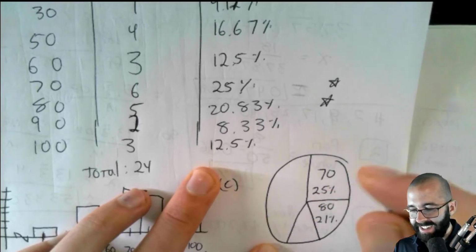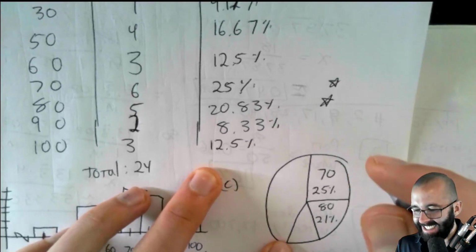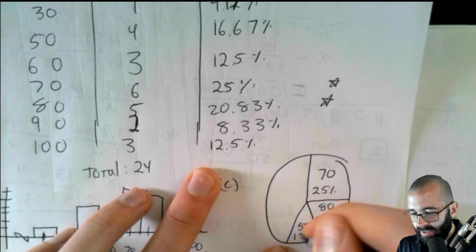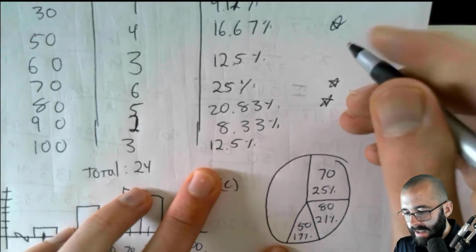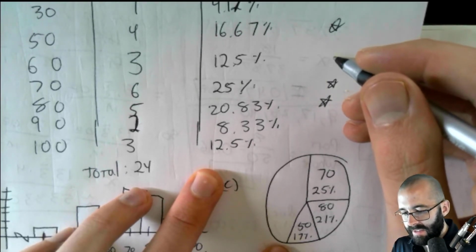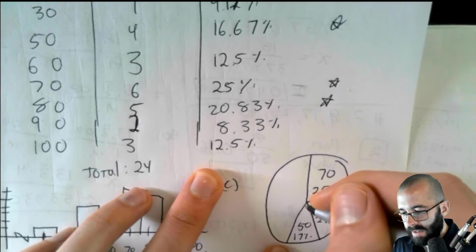A little smaller. I know that this is a bad idea to do by hand. This is going to look really bad at the end. I know it. 50 for about 17%. And then we have two 12.5s. So 2/8 of a circle are going to be 60 and 100.